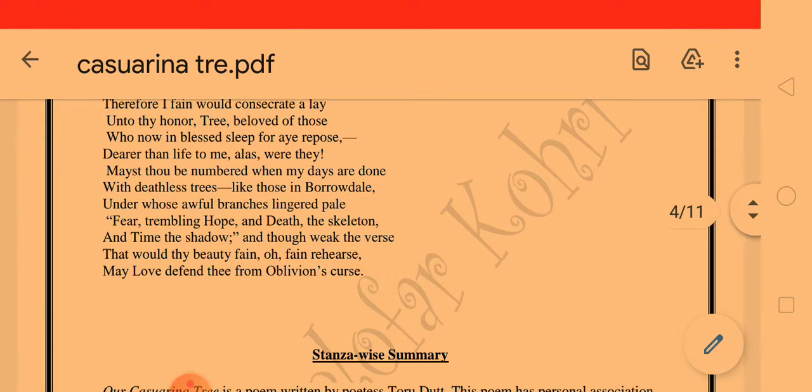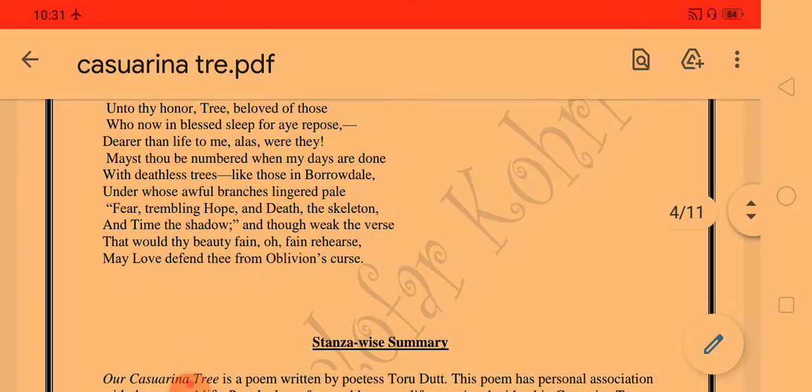Like those trees of Borodale, mentioned in his poem, under whose awful branches lingered pale fear, trembling hope and death, and the skeleton and time the shadow. Under whose strange branches lingers pale fear, which has made you pale, hopes which are trampled, and death which makes the person a skeleton, and time, a shadow we cannot escape. Can you remember Keats' Ode to a Nightingale when you read these lines?